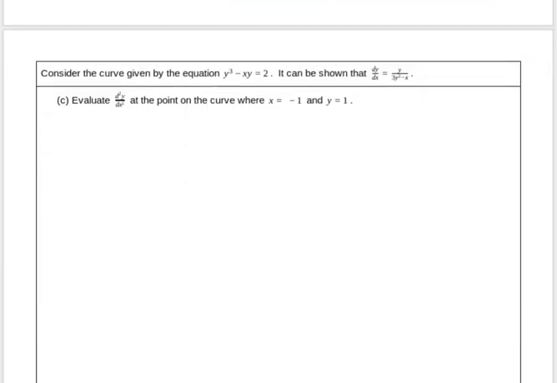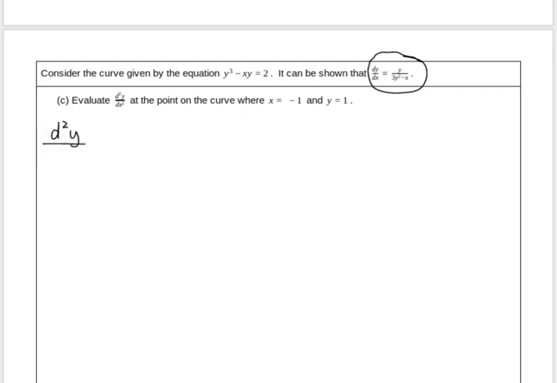Part C here asks us to evaluate the second derivative at the point on the curve where x is -1 and y is 1. Well, in order to evaluate the second derivative, we're going to have to actually find the second derivative, which means take the derivative of the differential equation that we were already given. So we notice here we're going to need the quotient rule, and we're going to need to use implicit differentiation because there's y's in this equation as well.